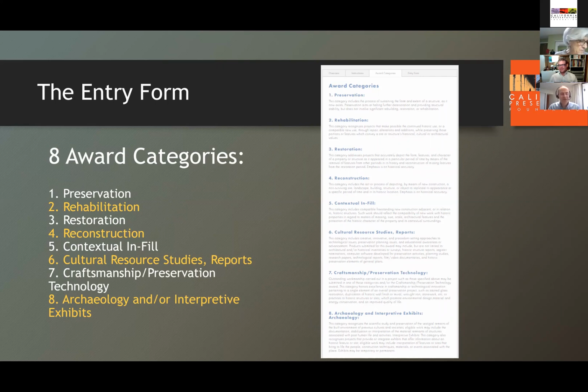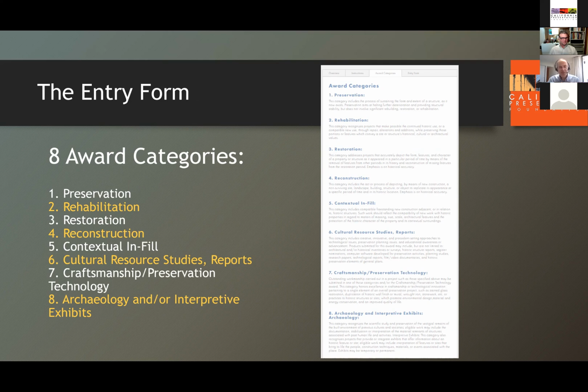And one of the things that you start with is the award category that your project fits into. There are 8 award categories. They mostly align with the Department of the Interior's definitions of various categories of preservation work. And we look to you to choose the category that is most appropriate to your project, because you know your project. You should read the definitions that we've provided and find the one that really best fits your project.